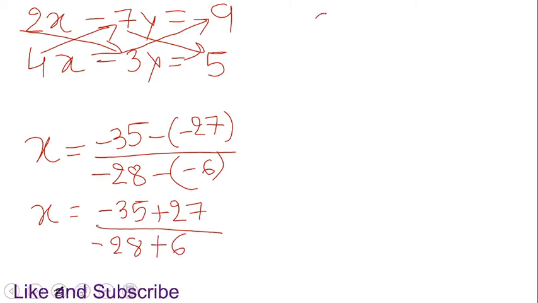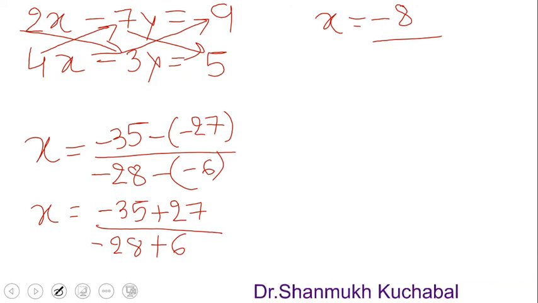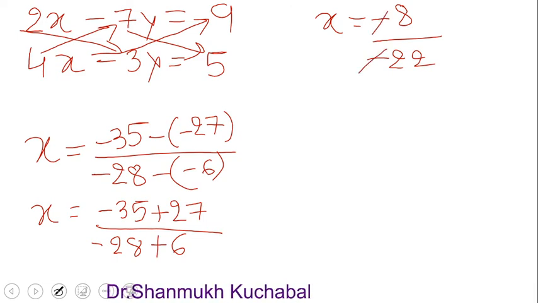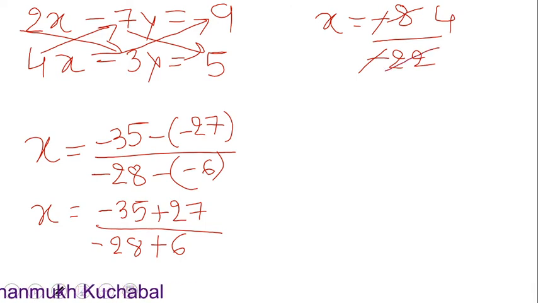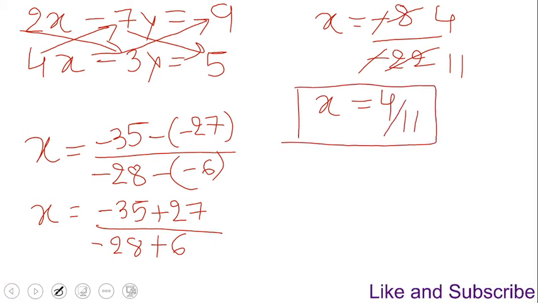So we get x equal to, in the numerator, minus 35 plus 27, we get minus 8. One more, minus 28 plus 6, we get minus 22. So the minus sign gets canceled. 2 4s are 8, 2 11s are 22. So x we get as 4 divided by 11, we get the solution. x solution is 4 divided by 11.